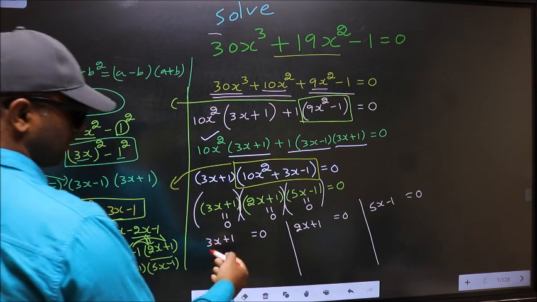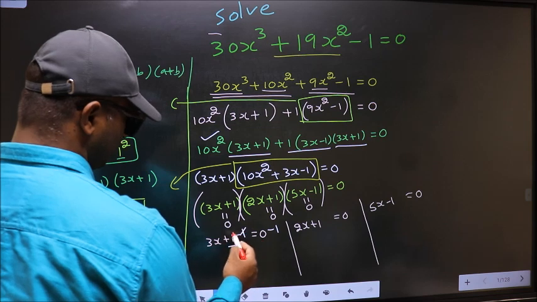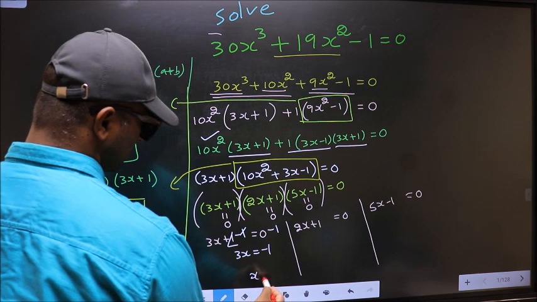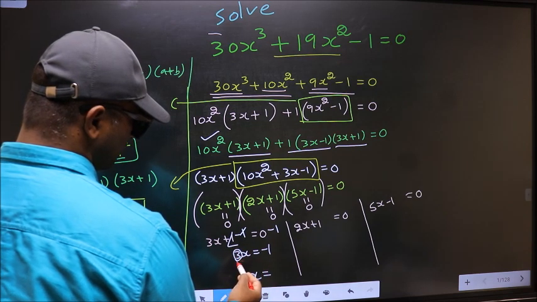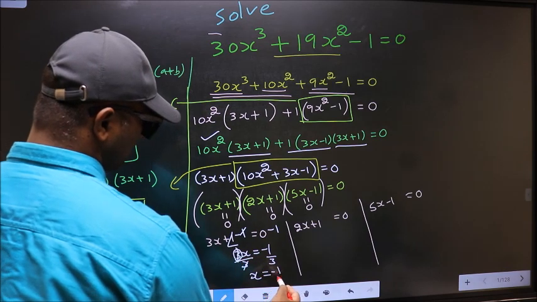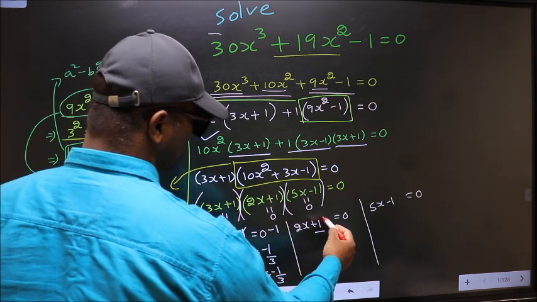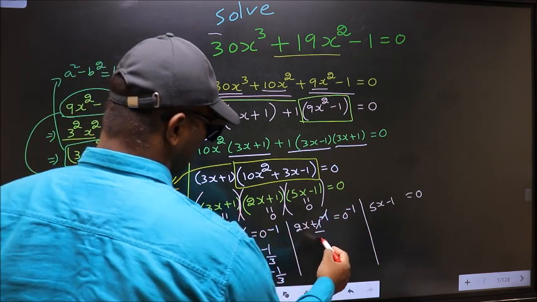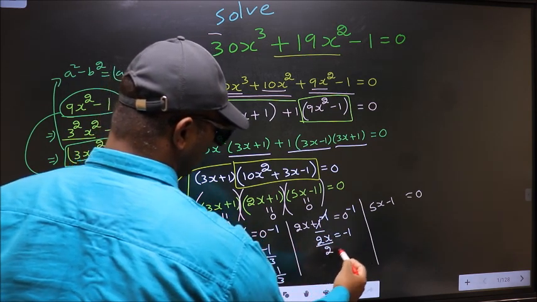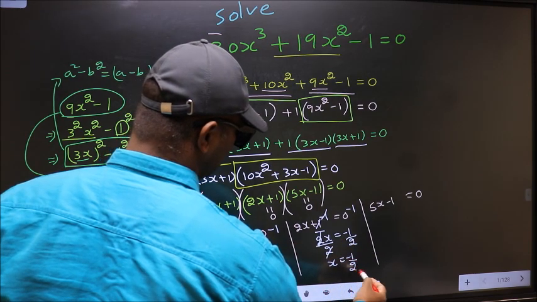Now to get x value from here, first I should remove +1, for that subtract 1. You get 3x = −1. So now to get x, we should remove 3. So to remove 3, you divide by 3. We get x = −1/3. And here first I should remove +1. So you subtract 1. You get 2x = −1. Now we should remove 2. So divide by 2. You get x = −1/2.